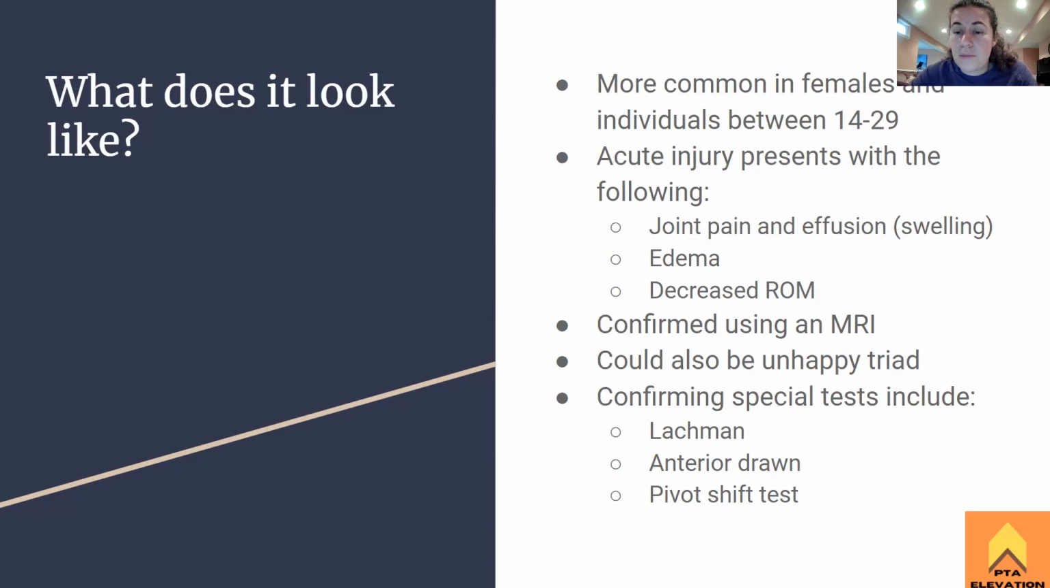But making sure that we're also not seeing that they had the unhappy triad. So when the PT is doing this special test, they're probably also testing for medial meniscus and also MCL. So be careful because it might be more than just an ACL tear. So just being careful that it doesn't accidentally be an unhappy triad as well. So remember that's ACL, MCL, and medial meniscus.